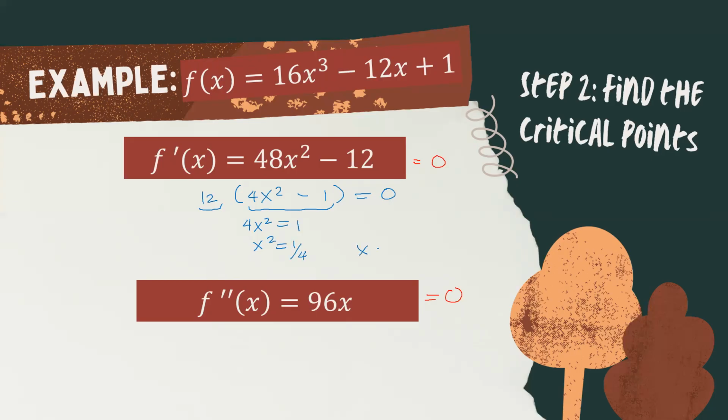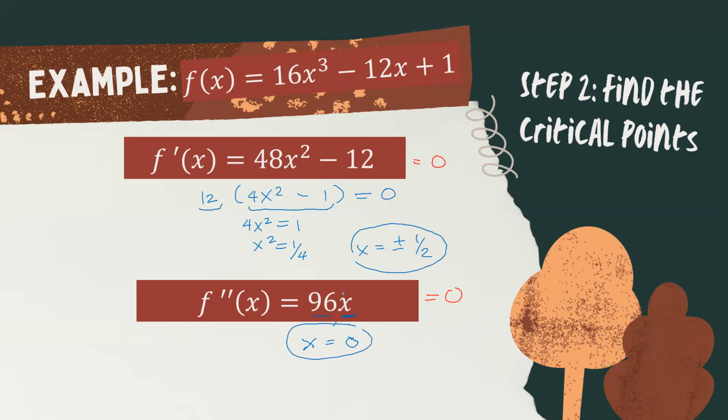So that means x is either positive or negative 1/2. Then for this one, for the f double prime of x, if 96x equals 0, what's the critical point here? X equals... hindi na natin kailangang i-factor kasi naka-factor na siya, no? This is one factor, this is another factor. So x equals 0. Okay? So ang critical points natin, positive, negative 1/2, and 0.